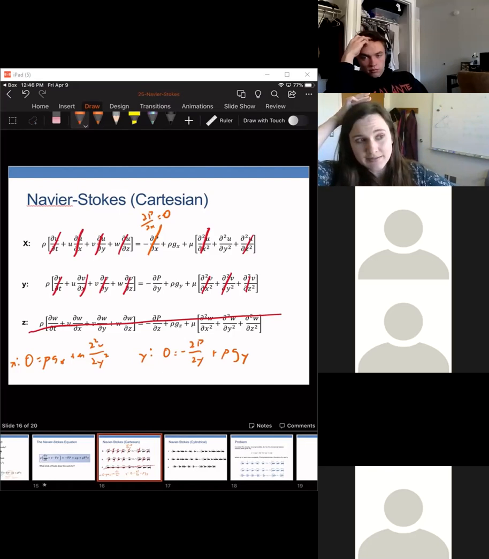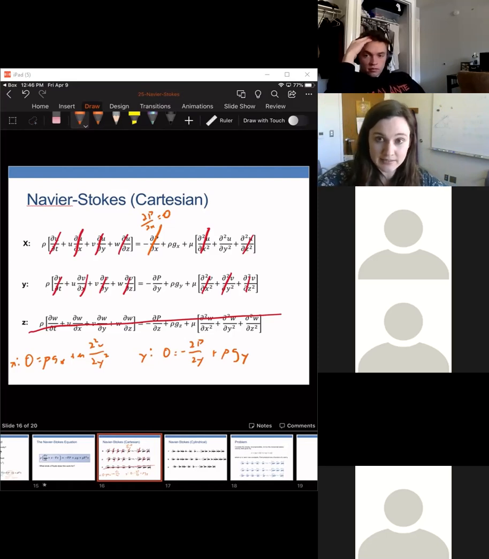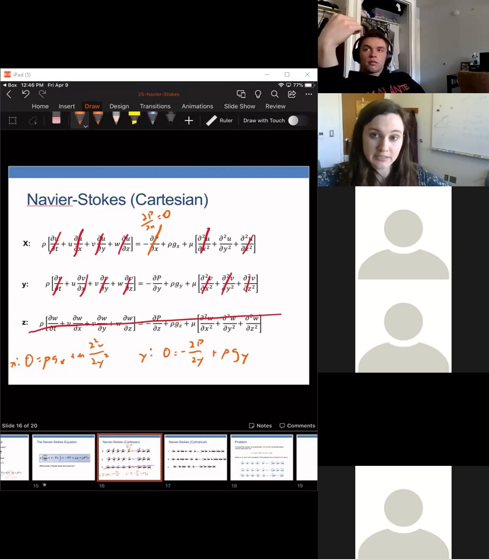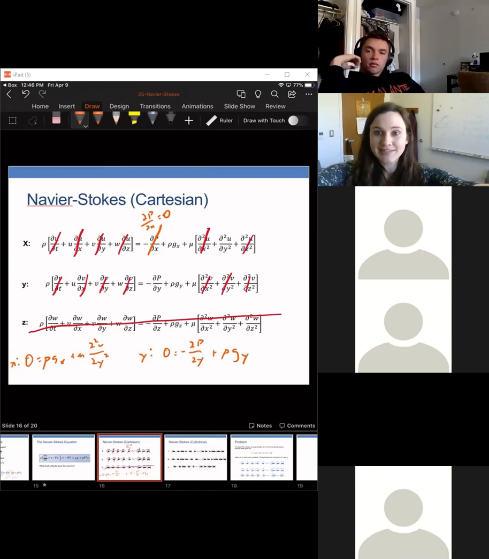But yes, the u velocity is not being affected by pressure at all. It's just being affected by gravity. And then the pressure is affected by gravity in the y direction, but not the x direction. That is what these equations tell us. That's why we use them.